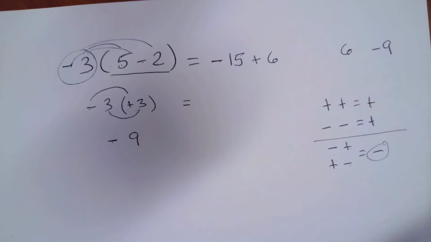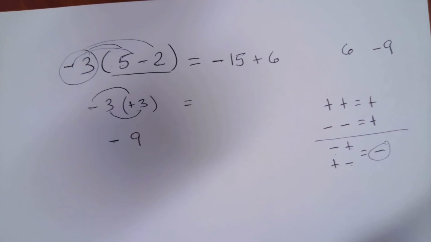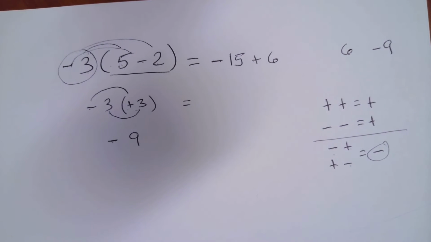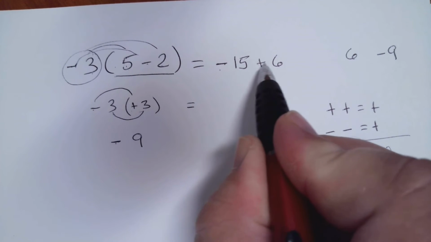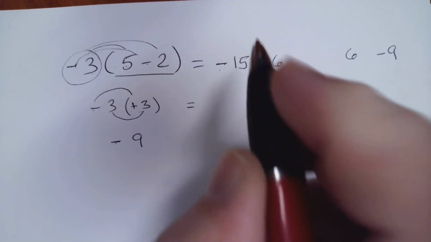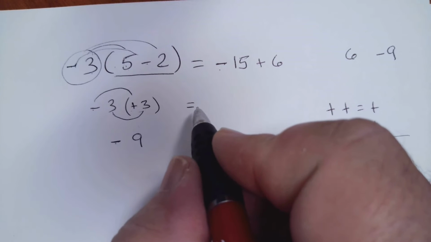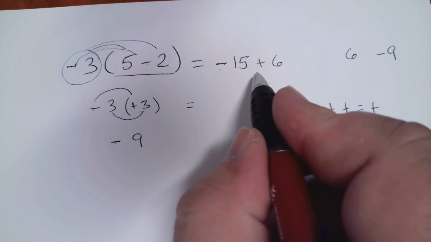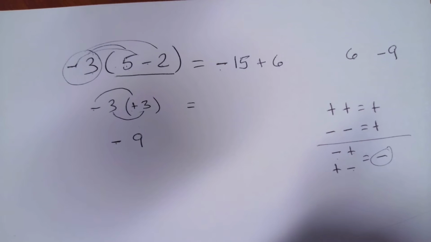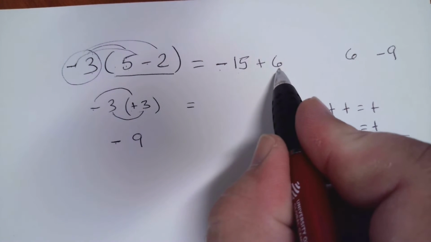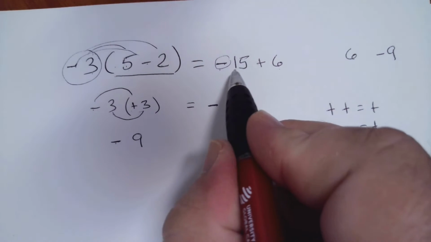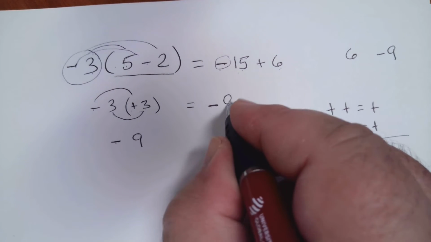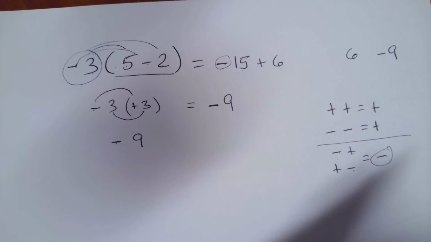Now this is where a lot of people get mixed up again, and I'll put the rules down in a second. Whenever you have different signs, take the sign of the larger number and subtract the two numbers. So what number is bigger, 15 or 6? Since 15 is negative, the answer is negative. 15 minus 6 is 9. So the answer is negative 9.